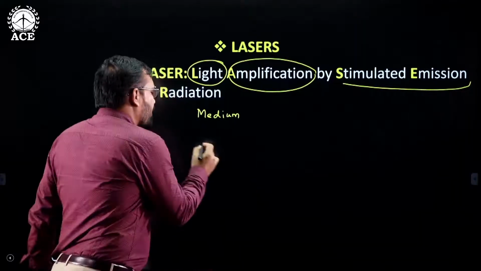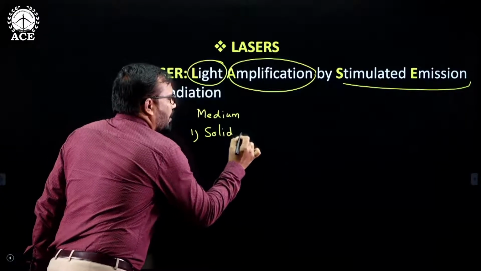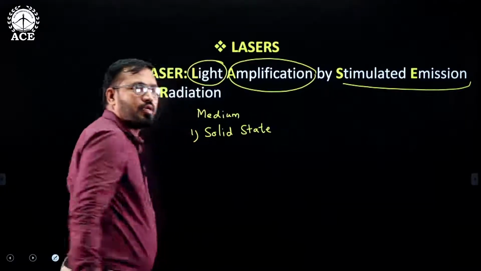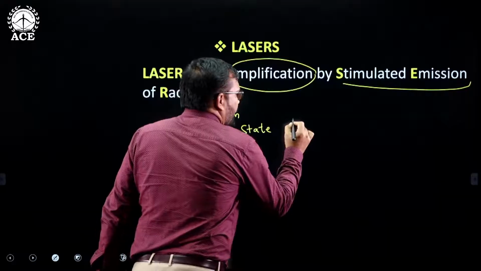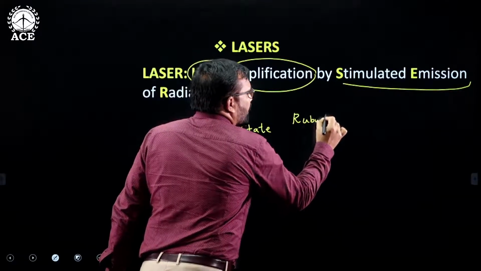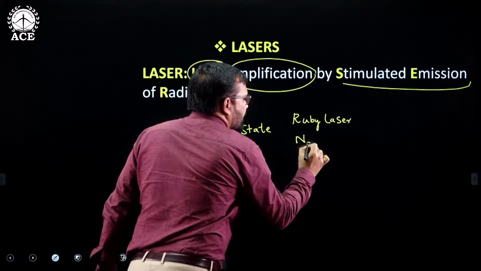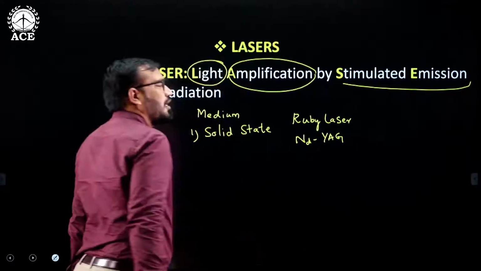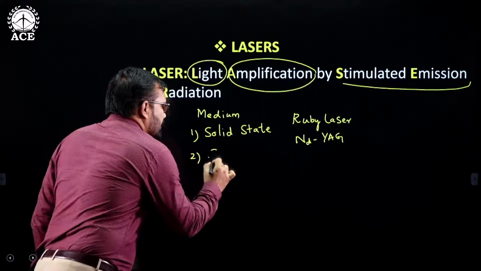For example, solid state laser. You know what is solid. Solid state lasers are of two types here. In our syllabus we have the ruby laser. Next, the Nd:YAG laser. This is also a solid state laser only. Next we have gas lasers.